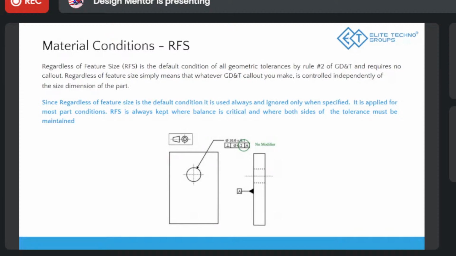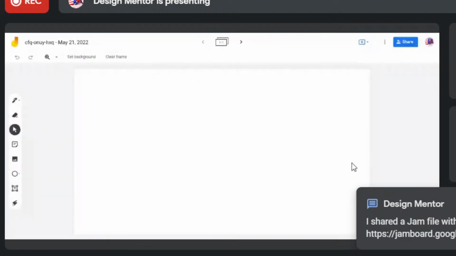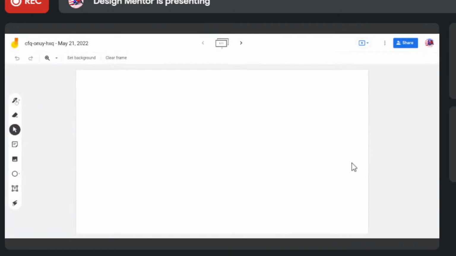Let's have a whiteboard here. Just a second. Okay, I'll set up a whiteboard for us. Okay. So you're able to see this, right?